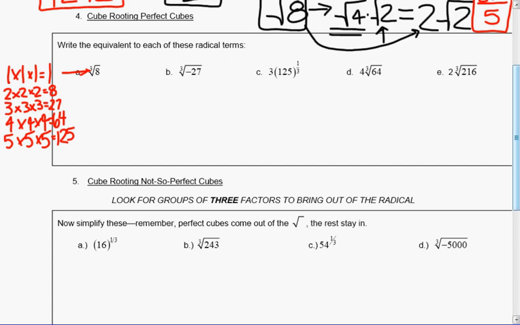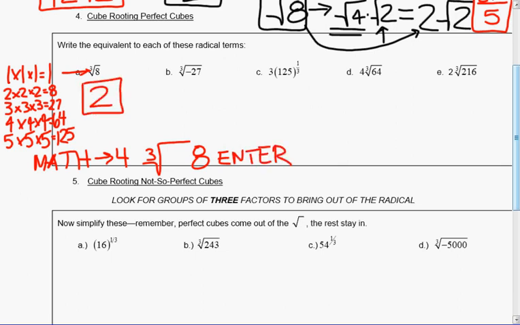So when we look at A right here, we have the cube root of 8, okay? Again, this can also be done in the calculator by pushing math 4, and that should pop up the cube root, and it should look like this in the calculator, okay? Then all you need to do is put the number 8 in and enter, and you should get the answer 2. Excellent.